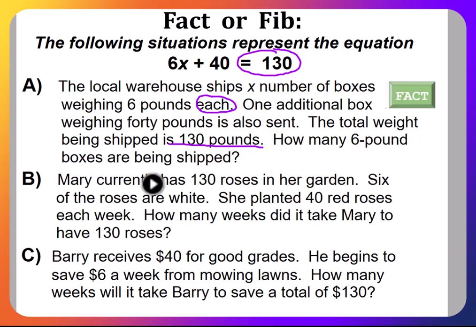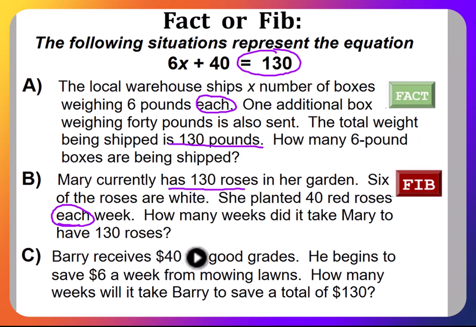B, Mary currently has 130 roses in her garden. Equals 130, that matches. 6 of the roses are white. She planted 40 red roses each week. This each means to multiply. So what are we supposed to be multiplying by? The 40, not the 6. So this one would be a fib.